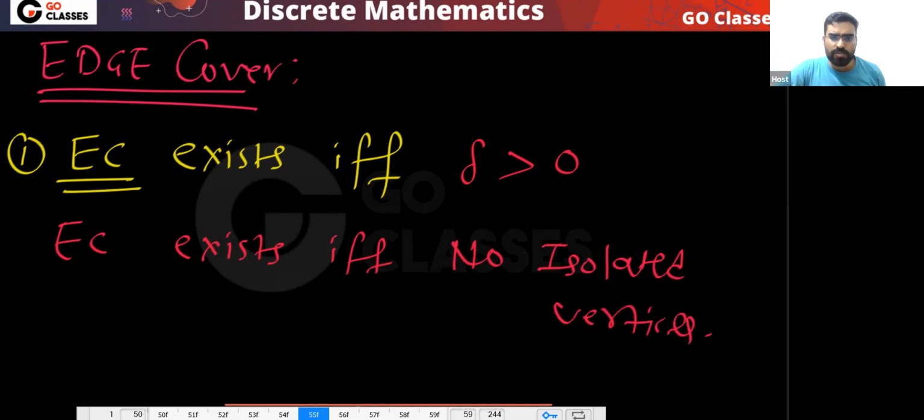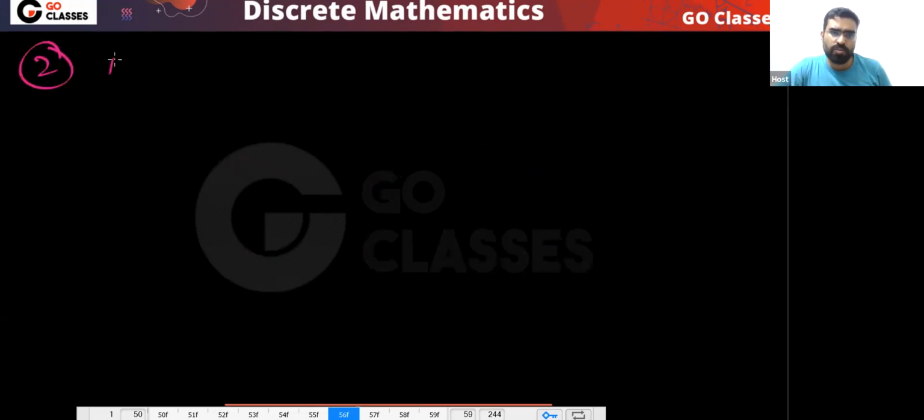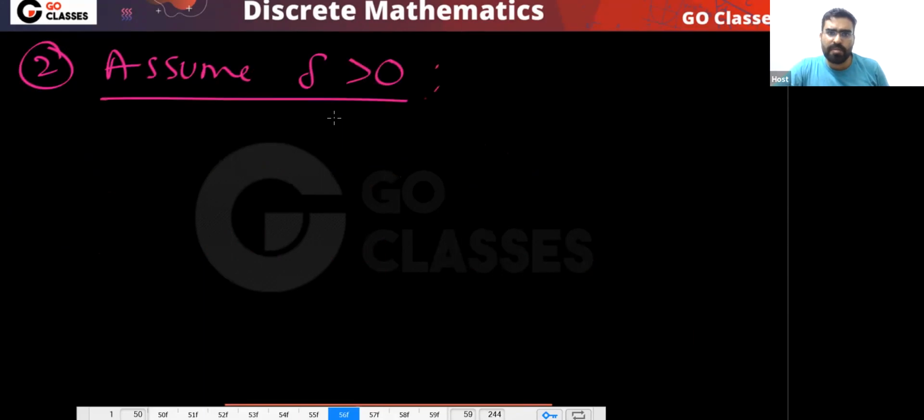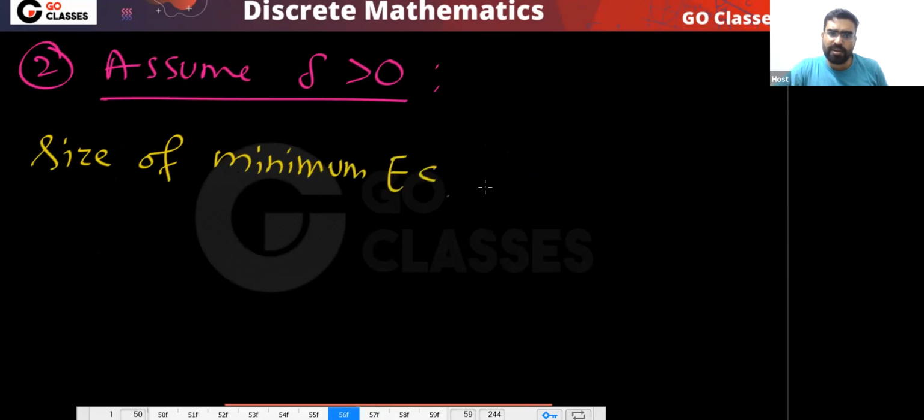Okay, now let us assume there is no isolated vertex. Assume the minimum degree is greater than 0. Then tell me, what can you say about beta dash, the size of the minimum edge cover? What can you say about this size?